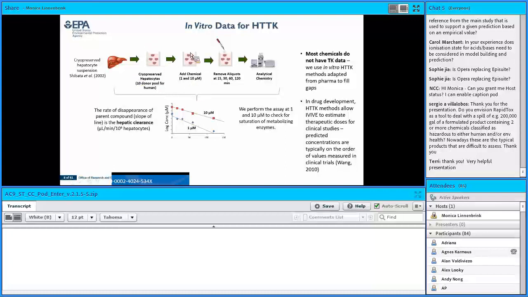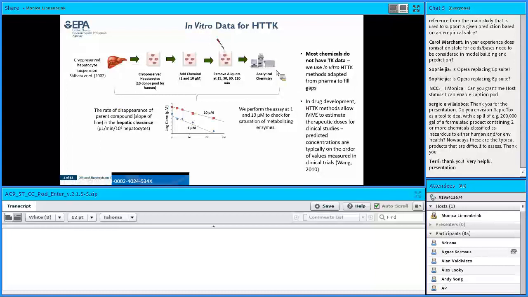Then these are just in a suspension in a dish, chemical is added, and then samples are taken over time, and we look at the disappearance rate, if any, of the parent chemical over time. So it's a simpler assay than some metabolic assays. We're not quantitating what metabolites formed. We have no idea. We're just looking, does the chemical disappear over time, and we're estimating a rate from that.